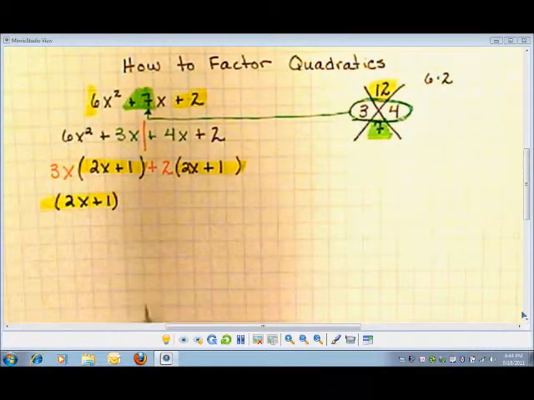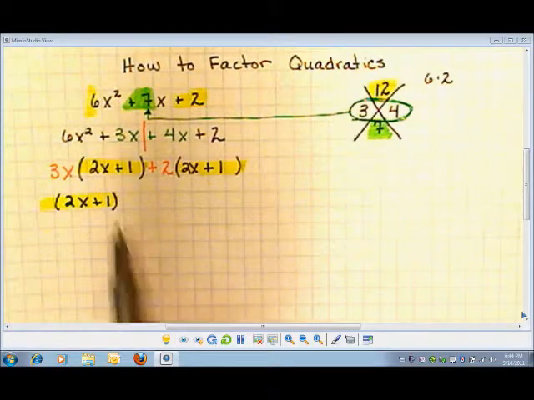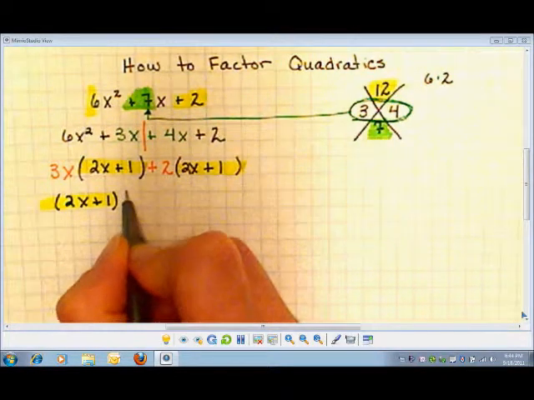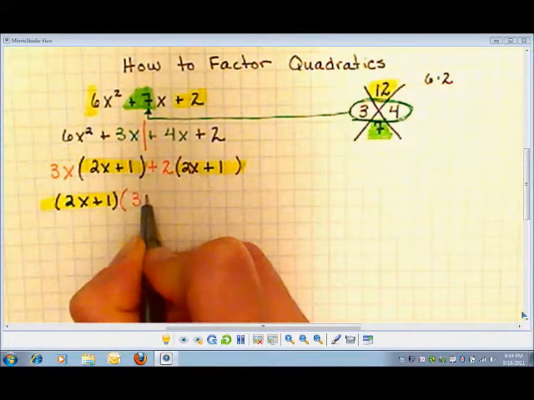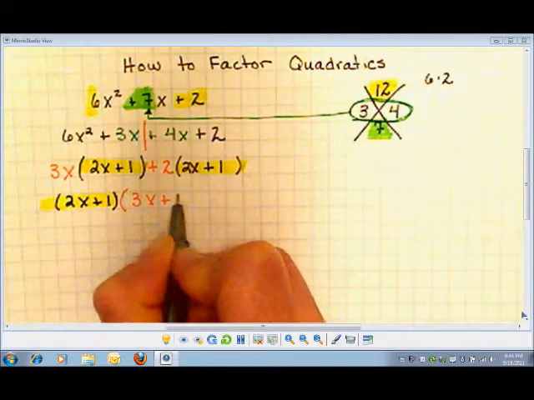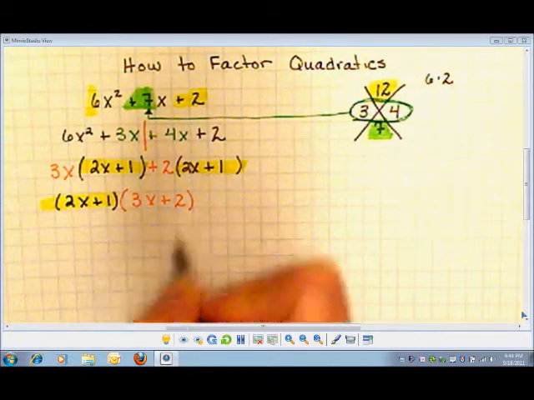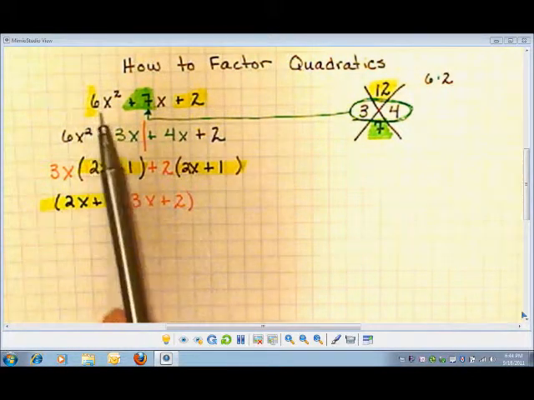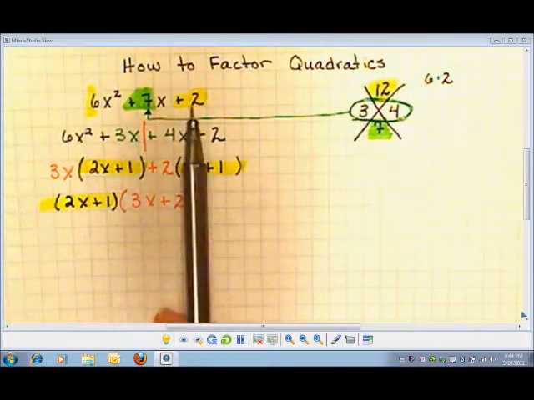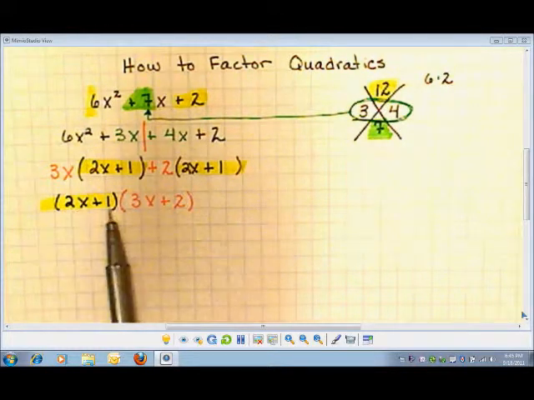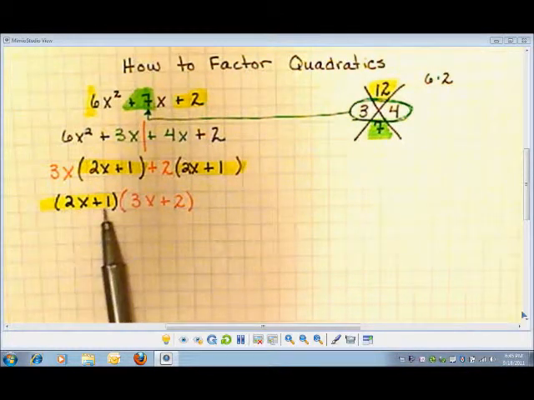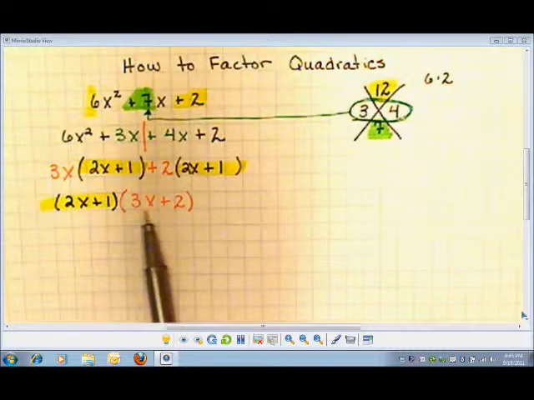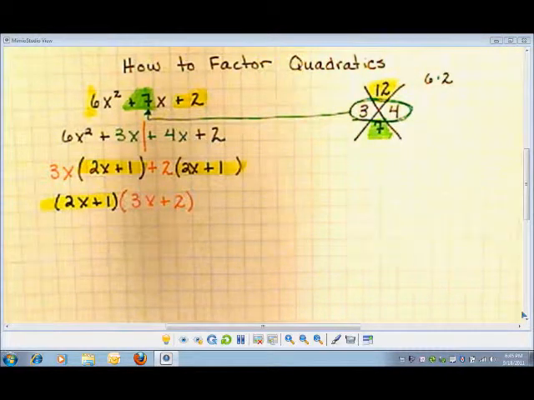And then what am I left with? Well, look, these terms in red is what I'm left with. So I'm just going to put that as my other binomial. And I have factored 6x squared plus 7x plus 2. These are the factors: the binomial 2x plus 1 times the binomial 3x plus 2. And you're done.